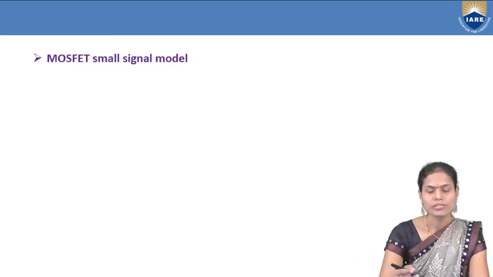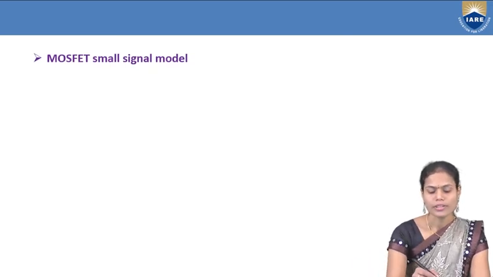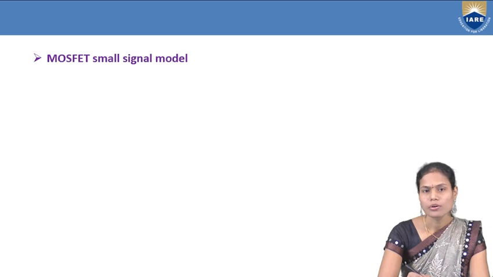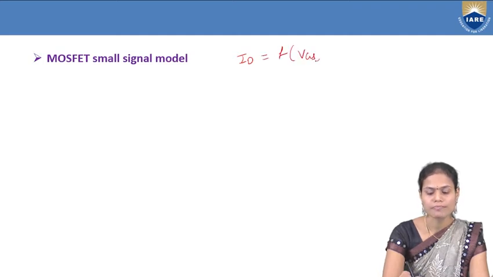To see the MOSFET small signal model, generally MOSFET is a voltage control device. Why is it called a voltage control device? Because the output current, or drain current, in the MOSFET is a function of both the gate to source voltage as well as the drain to source voltage. So that's why it is called a voltage control device.